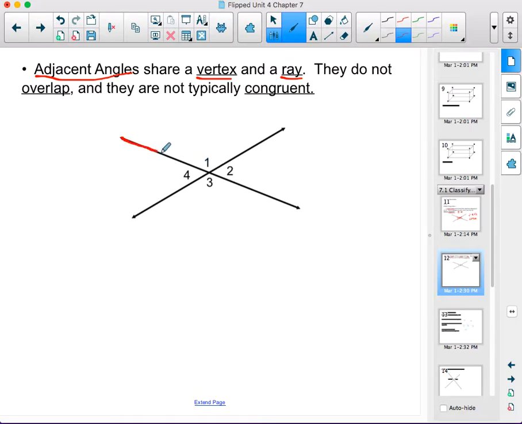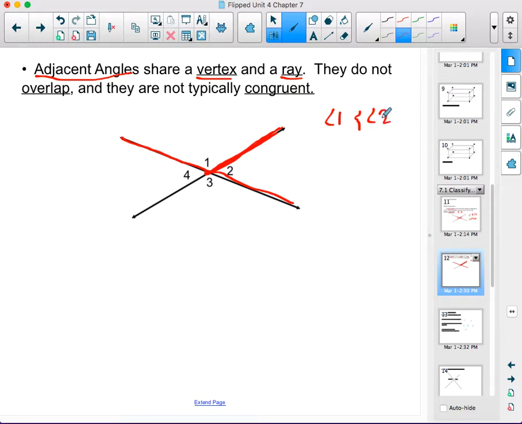So, adjacent angles, let's take a look at angle 1 here. Angle 1 is this guy. Now, if we want to find an angle adjacent to angle 1, we're going to look for an angle that shares the vertex point and also shares one of the rays. So here is a ray. So the only angle that shares the vertex and this ray is angle 2. So angle 1 and angle 2 are adjacent.